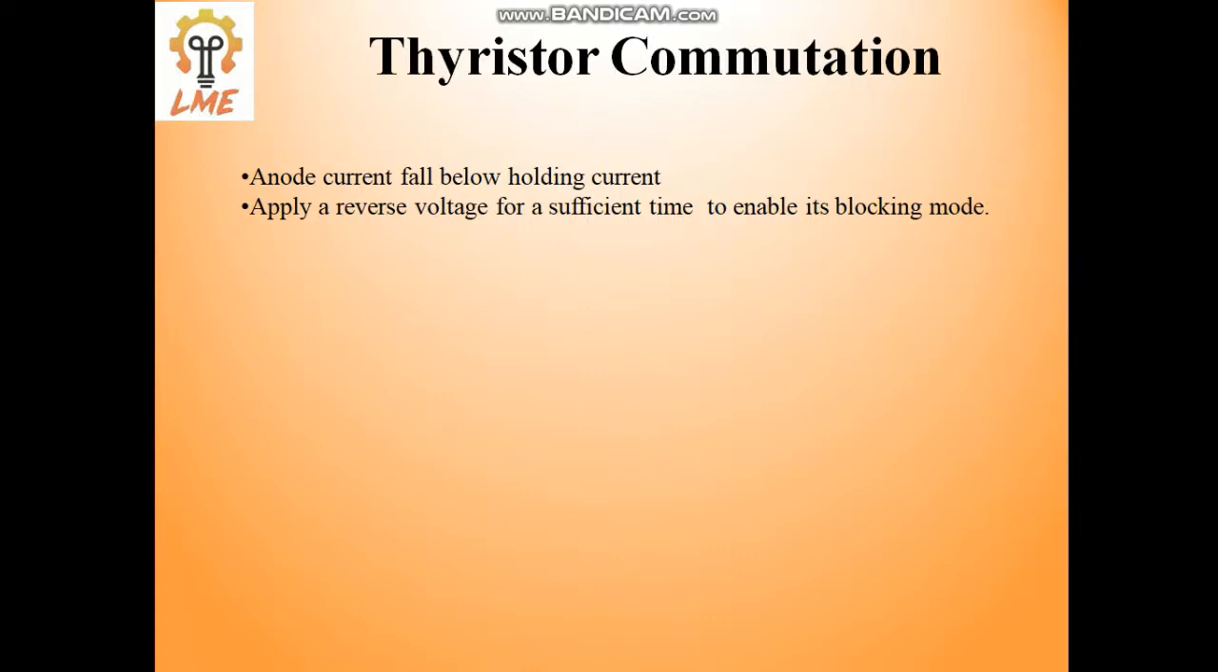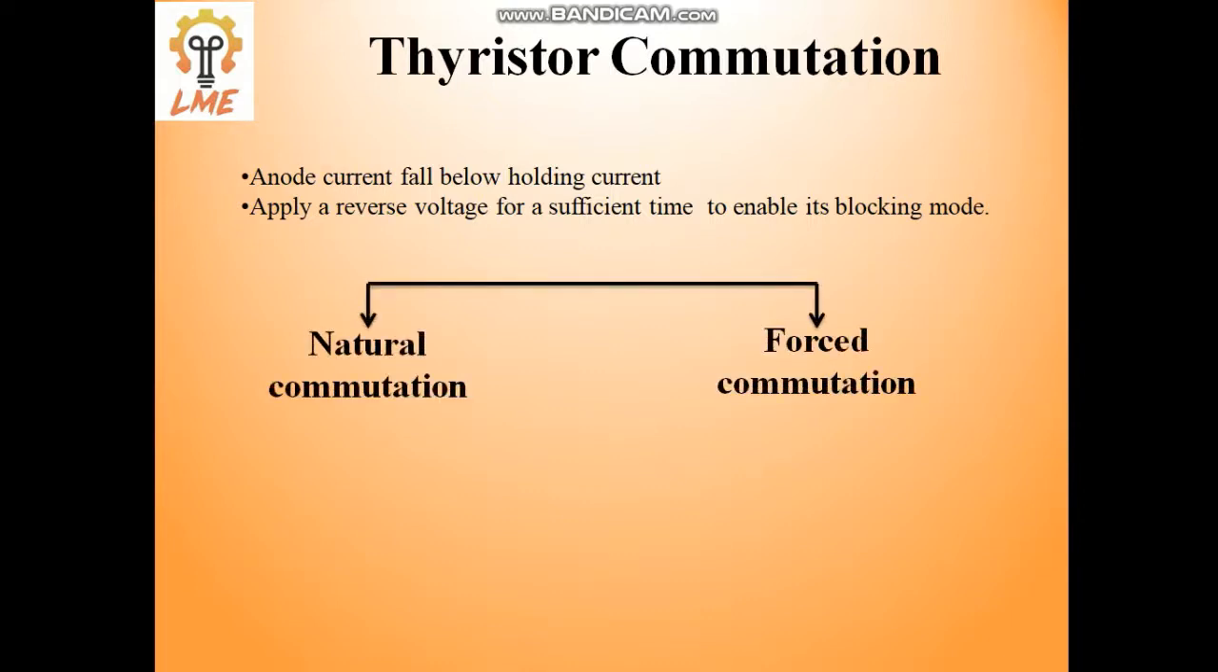And in that time it may also store some energy. So obviously after the thyristor turns off, it is very effective if we apply a reverse voltage for a sufficient time for its discharging and to enable the blocking mode as before. If we establish these two conditions, then only the thyristor will be commutated. There are two types of commutation we know. One is known as natural commutation, another is known as forced commutation.